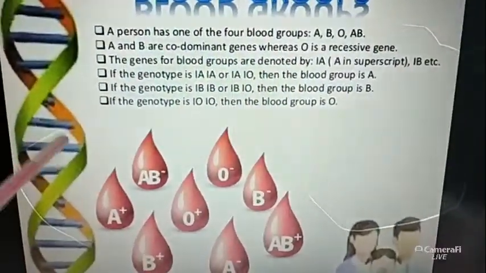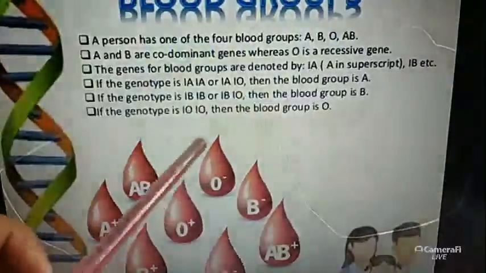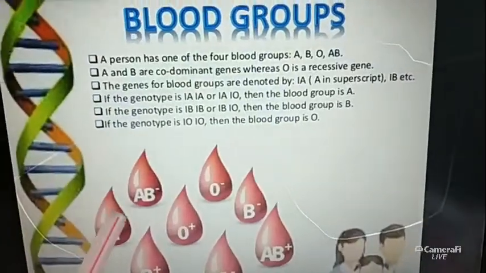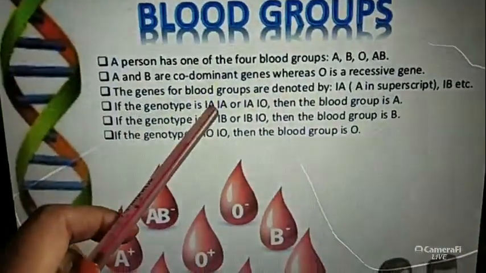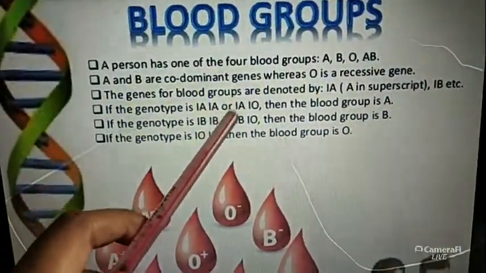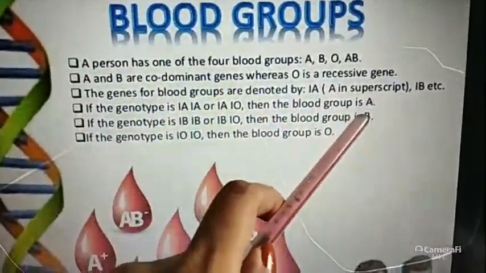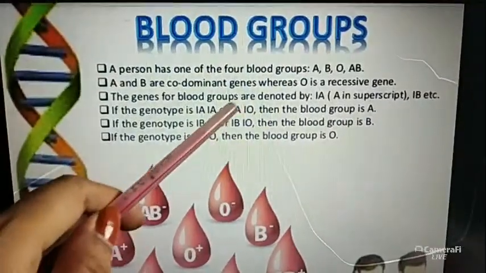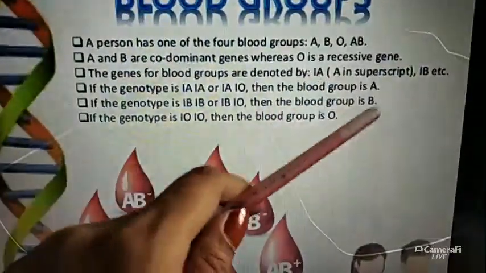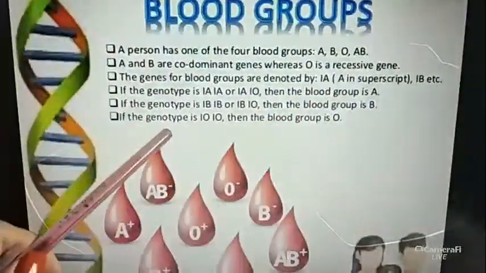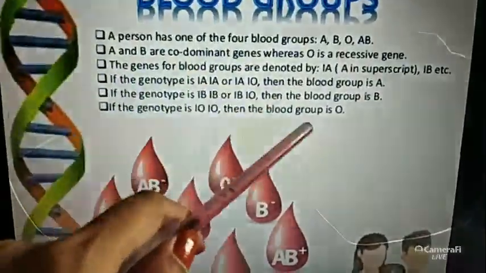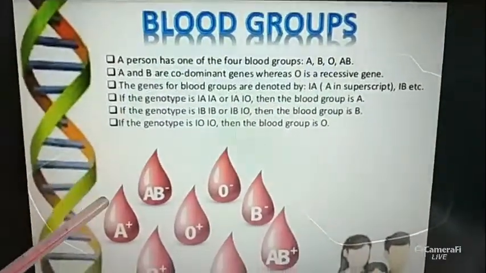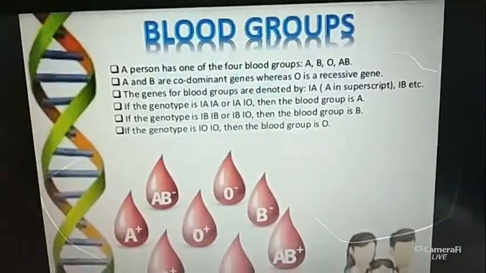Suppose my mother's blood group is A and my father's blood group is O, so my blood group will be either A or O. Okay, so if the genotype is IAIA or IAIO, then the blood group is A. Clear? If the genotype is IBIB or IBIO, then the blood group is B, and if the genotype is IOIO, then the blood group is O. Suppose my mother's blood group is O and my father's blood group is also O, so my blood group will always be O.